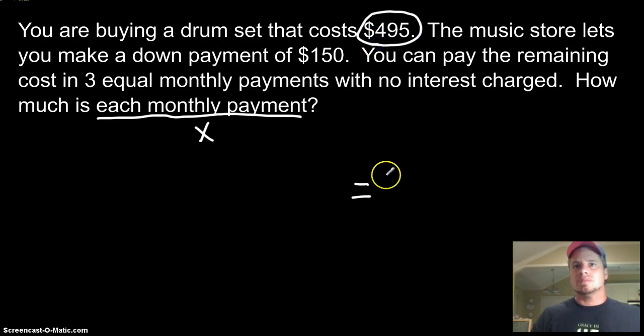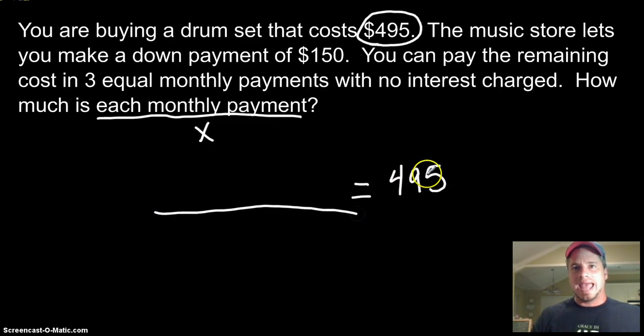That's how much the whole thing costs. And generally totals, for the most part, go by themselves on one side of the equal sign. Now what's going to go over here is going to add up to that total. So the music store lets you make a down payment of 150. Well, that goes toward the total. That's 150 here, added toward the total, so we're going to add that. And we have 3 monthly payments of how many dollars? Well, we don't know. It's x dollars.